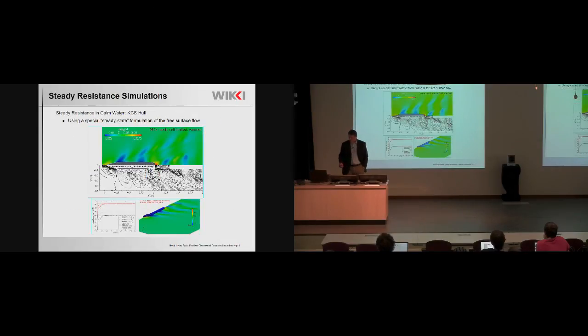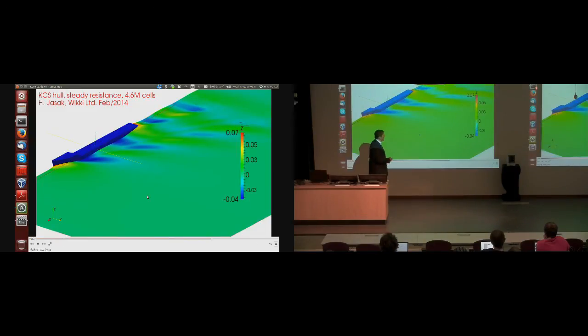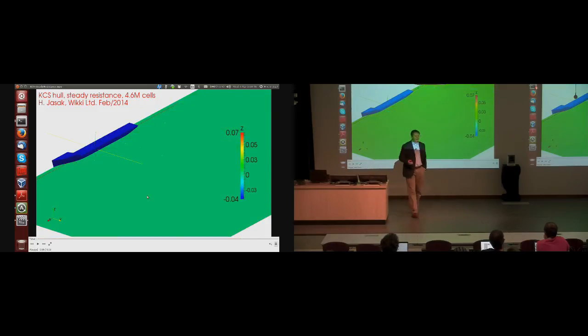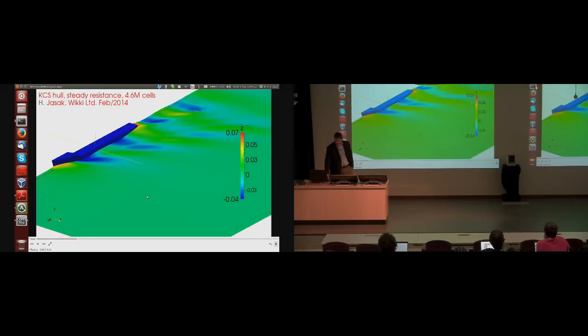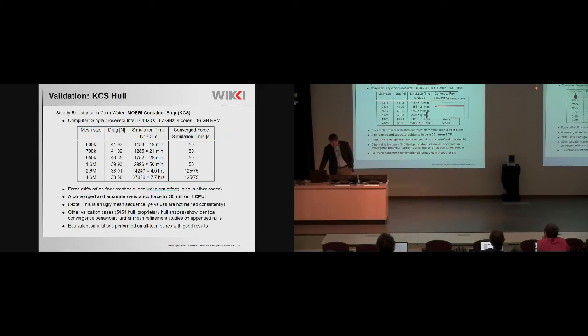Okay, so if you have a ship, and then you're looking at the development of the free surface until you get steady resistance. Okay, this is about 5 million cells, and you can see how quickly you can develop the wave pattern on this. Okay, so the good thing about these simulations is that they're very, very fast. So for example, for a simulation of about 1.6 million cells, we can do it in 50 minutes on the workstation, which is much faster than other commercial CFD codes.